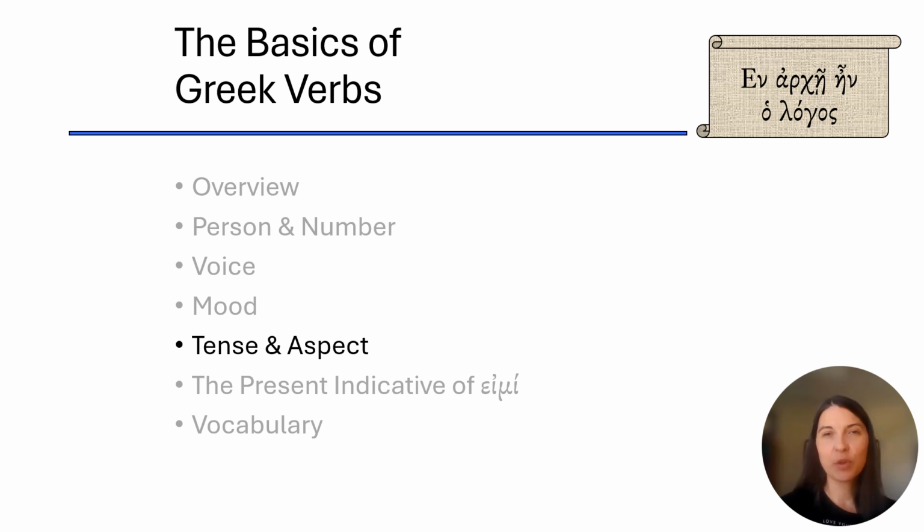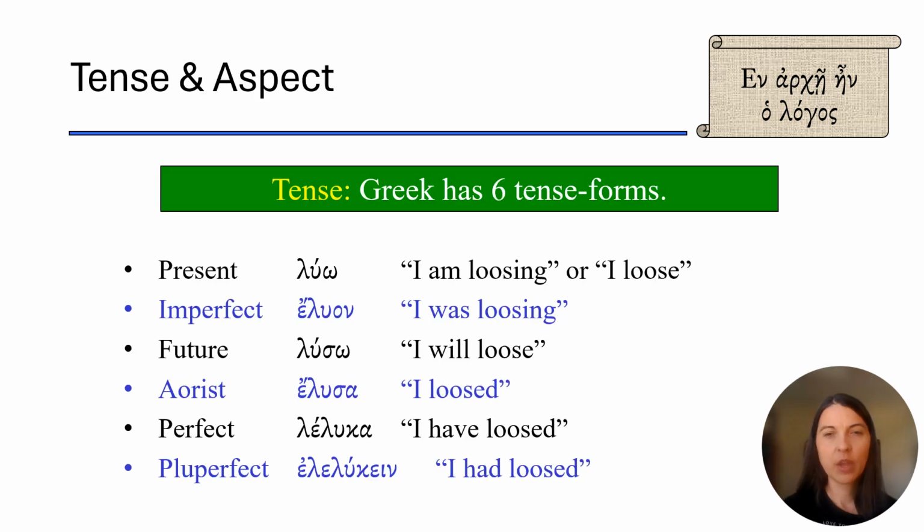So in English, when we have mood, we have to use those helping words to understand the context. In Greek, we can understand the context of the tense and the aspect, and this is a little bit different from English. Greek has 6 tense forms: the present, I am loosing, or I loose; the imperfect, I was loosing; the future, I will loose; the aorist, which is similar to our past, I loosed; the perfect, I have loosed; and the pluperfect, I had loosed.